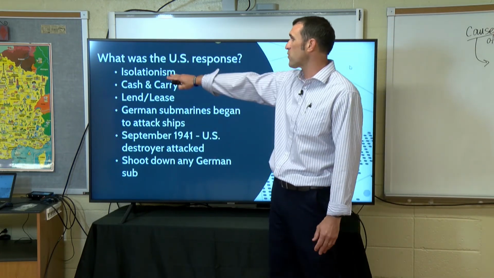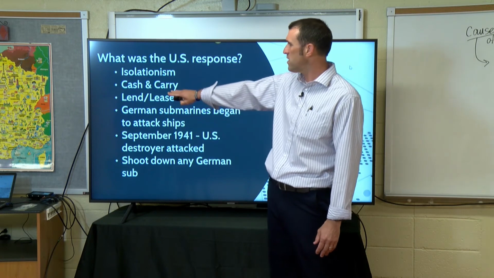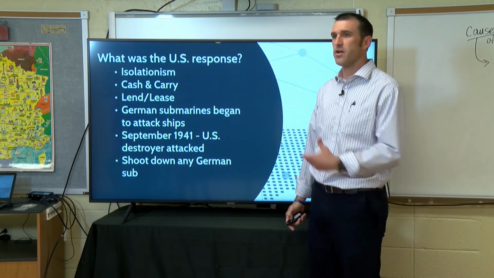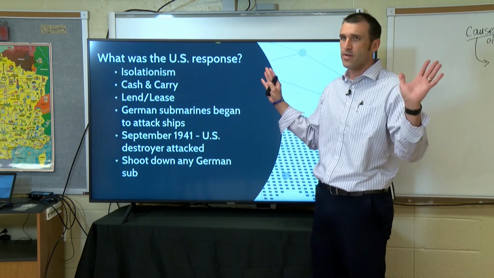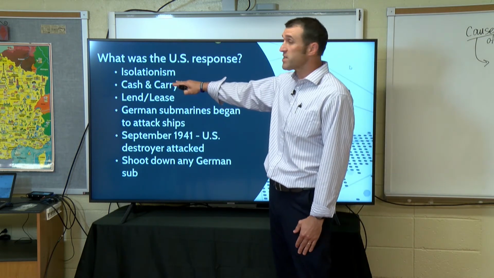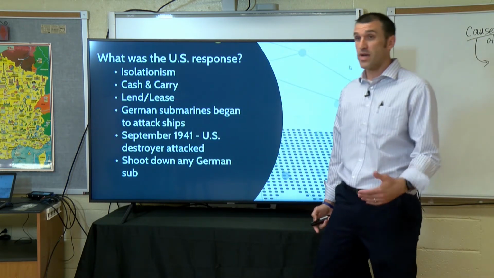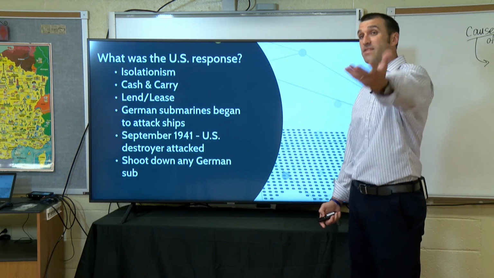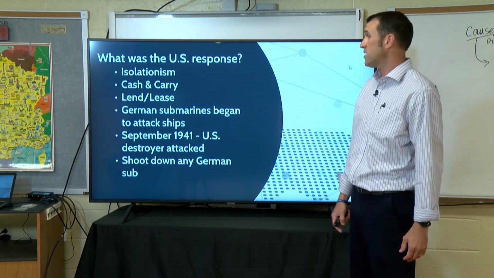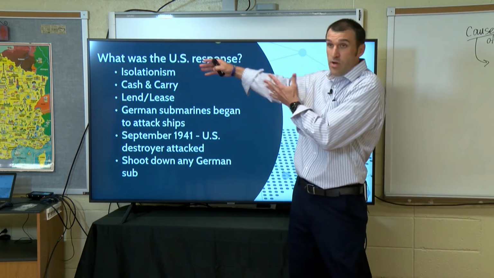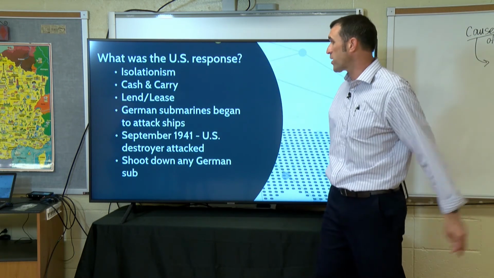What was the U.S. response? We're going to stay out of it, isolationism. Then they adopted this thing called cash and carry. Look, you come and pay us for it and you carry it, you can have it. Then eventually when that wasn't working, they decided that we're going to try to lend and lease. We're going to lend them some equipment and lease it to them. Certainly we're on the side of France and Great Britain in this.